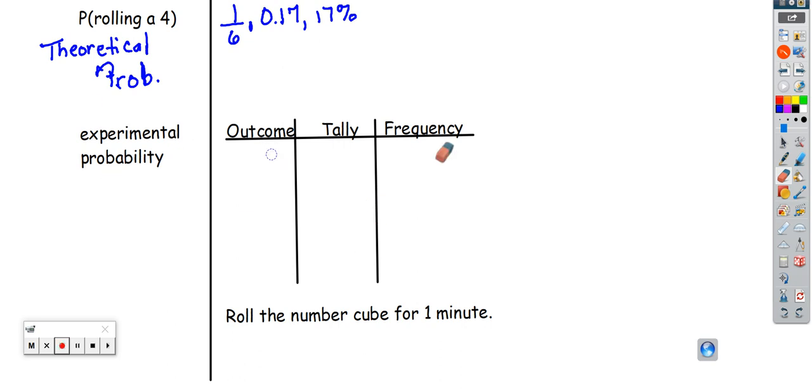Now, if you look right here, it says, what's the experimental probability? I'd like you to go ahead and make this table in your composition book. Pause the video, make the table, and when you're ready, come back.